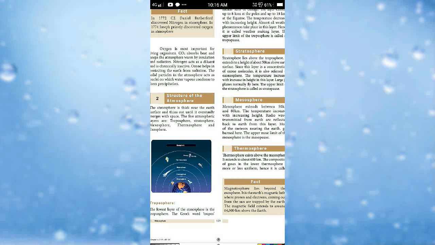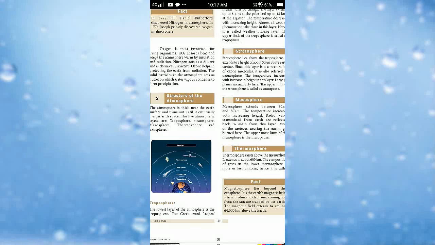Which layer is known as the weather making layer? The troposphere. Why is it known as the weather making layer? Because almost all weather phenomena take place in this layer. So, it is known as the weather making layer. The upper limit of the troposphere is called the tropopause.